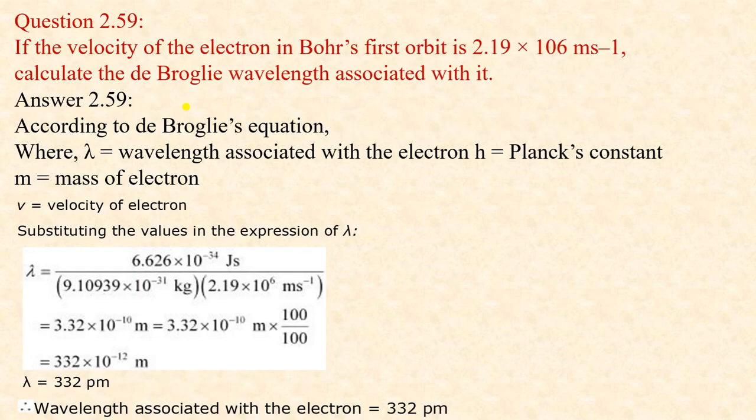Now question number 59 is, if the velocity of the electron in Bohr's first orbit is 2.19 into 10 to the power 6 meter per second, calculate the de Broglie wavelength associated with it. So now, according to de Broglie's equation, lambda is equal to h upon mv. So put all the values and it comes equal to 332 picometer. This is question number 59.